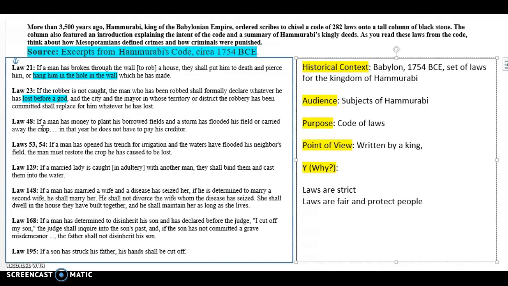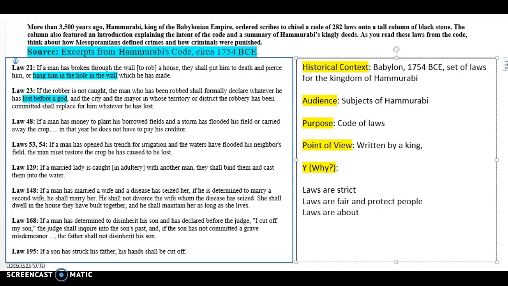Law 48: If a man has money to plant his borrowed fields and a storm has flooded his field or carried away the crop, in that year he does not have to pay his creditor. Huh. So if through some act of God I cannot pay my bills, they're going to give me more time to pay them. It sounds very different than the laws before, so maybe let's try to make a list of things the laws are about.